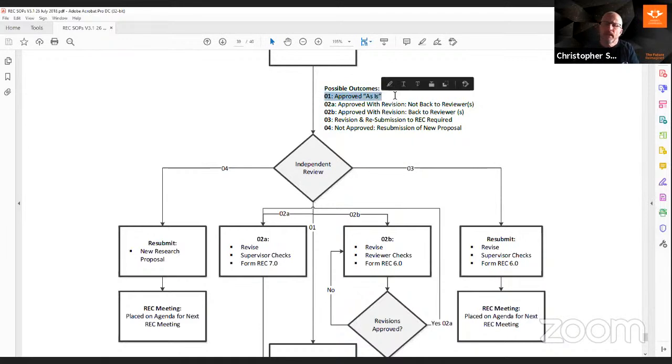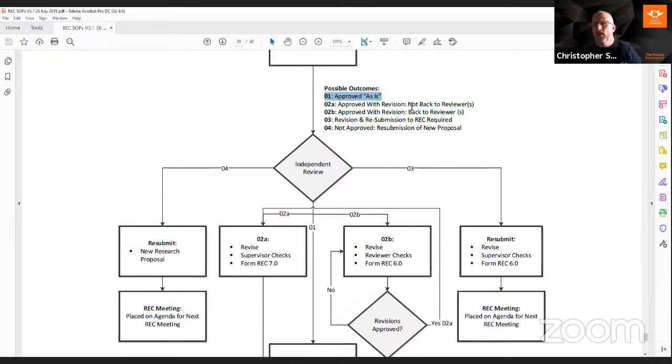So basically, a 0-1 is where a reviewer is happy that there's nothing that needs to be changed. There literally is not anything that needs to be revised, and it's kind of good to go as it is, and it can go for ethical clearance. A 2A is where there is some revision to be made, but it's typically minor revision. So it's a few small things that do need to be changed.